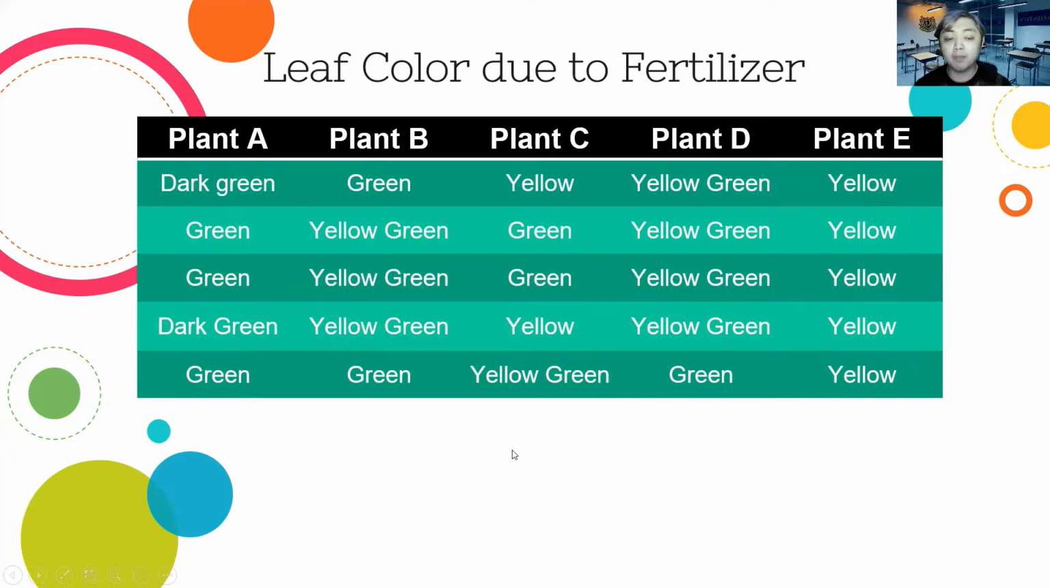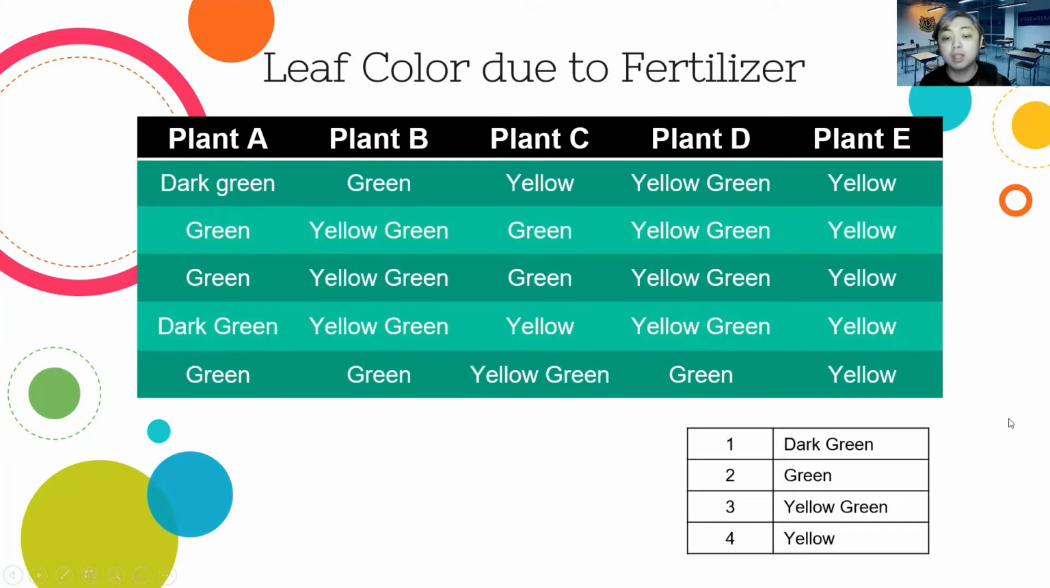If you look at the data, there are 4 possible colors of leaves: dark green, green, yellow green, and yellow. So we can assign dark green as 1, green as 2, yellow green as 3, and yellow as 4. Again, the numbers do not tell us any numerical significance. It's simply labeling the color for us to have a better analysis, a better organization of the data moving forward with our results.